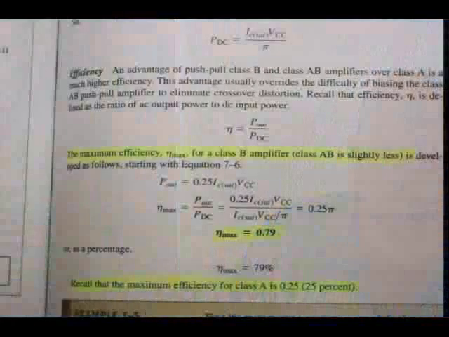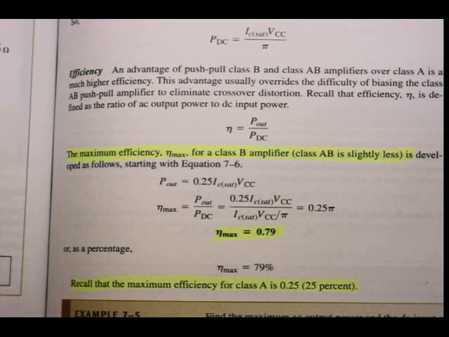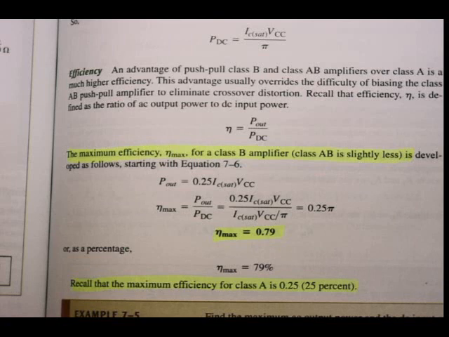So that's class B push-pull and class B push-pull amplifier for class AB operation. And then the only other thing I still want you to mark, of course, is the efficiency. On page 337, the maximum efficiency for a class B amplifier, a class AB, is slightly less, 79%. I can see the efficiency is much higher, although it's much more difficult to get 100% linear operation. Recall that the maximum efficiency for a class A amplifier is 25%.